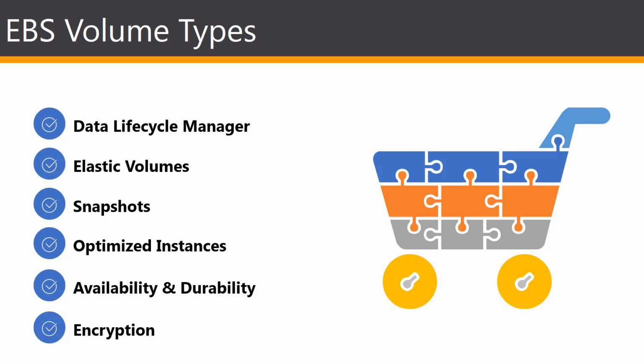Then there's availability and durability. These volumes are designed to be highly available and reliable. At no additional charge, these EBS volumes are replicated across multiple servers in an availability zone to prevent the loss of data from the failure of any single component. These volumes are designed for an annual failure rate of between 0.1% to 0.2%, where a failure refers to a complete or partial loss of the volume depending on the size and performance of the volume.